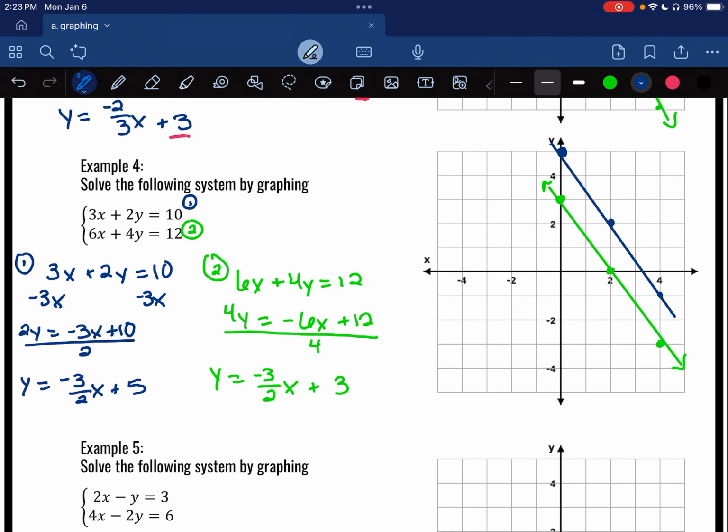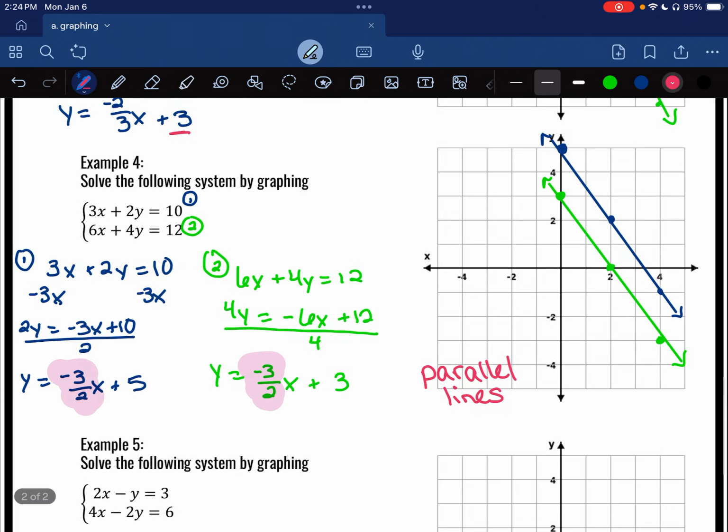That's interesting that they have the same slope, because we know that these guys, because of having that same slope here, are parallel lines. Oh my goodness, that was embarrassing. I second guessed myself there. Don't do that. Alright, parallel lines. And we know about parallel lines that they never intersect.